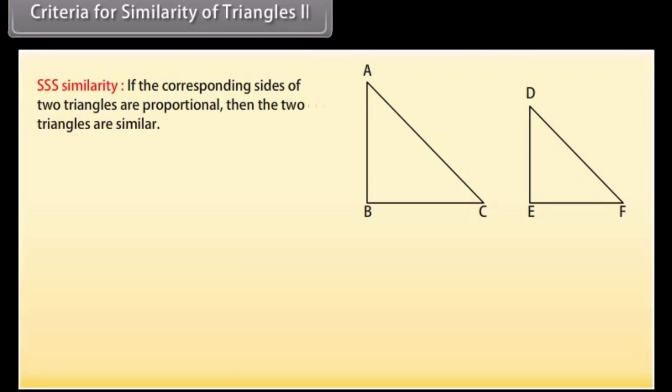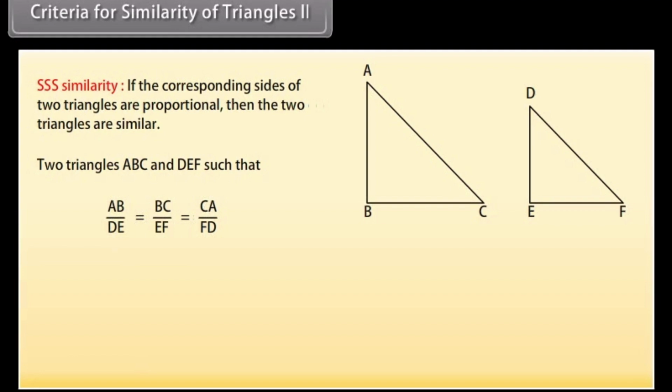Criteria for similarity of triangles. 2. SSS similarity. If the corresponding sides of 2 triangles are proportional, then the 2 triangles are similar. 2 triangles ABC and DEF such that AB upon DE is equal to BC upon EF, which equals CA upon FD. Then the 2 triangles are similar by SSS similarity.